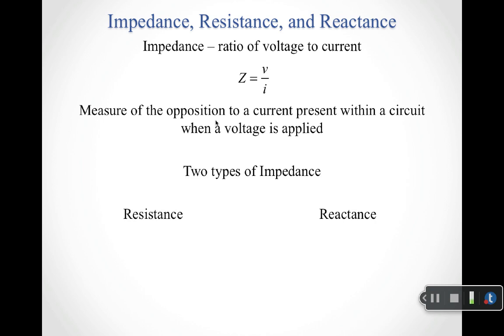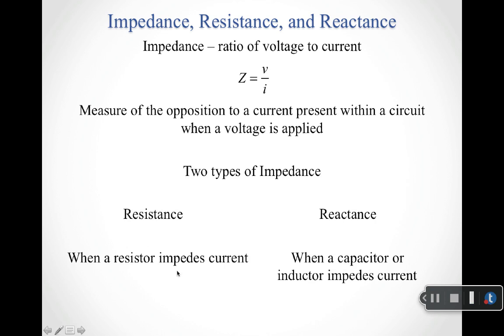There are two components that are going to end up factoring into the overall impedance within the circuit. One of them is the resistance, the other one is the reactance. The resistance is what you get when a resistor impedes current. The reactance is what you get when either a capacitor or an inductor impedes current.